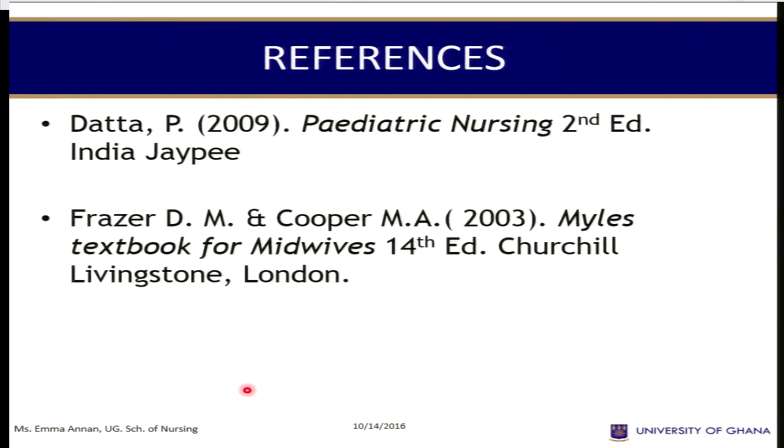Today we have been looking at birth injuries and asphyxia. We have looked at trauma to the skin, other injuries, injuries to superficial tissues, muscle trauma, nerve injury, hemorrhage due to trauma, and birth asphyxia.